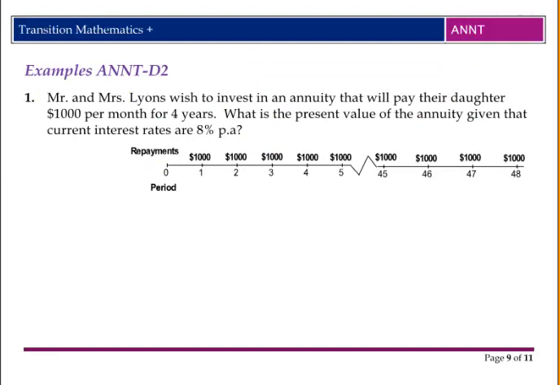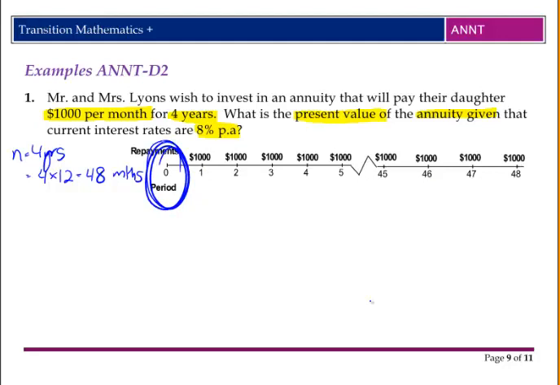So let's look at another example. Mr. and Mrs. Lyons wish to invest in an annuity that will pay their daughter $1,000 a month for 4 years. What is the present value of the annuity, given that the current interest rate is 8% per annum? You can see from the timeline here, I've abbreviated it because we've got 4 years, but we're paying monthly. We have to go 4 times 12, which is 48 months. That's why you can see it going from 0 all the way up to 48. And we're making that $1,000 each time. So what we want to know is how much we have to deposit here so that can happen.